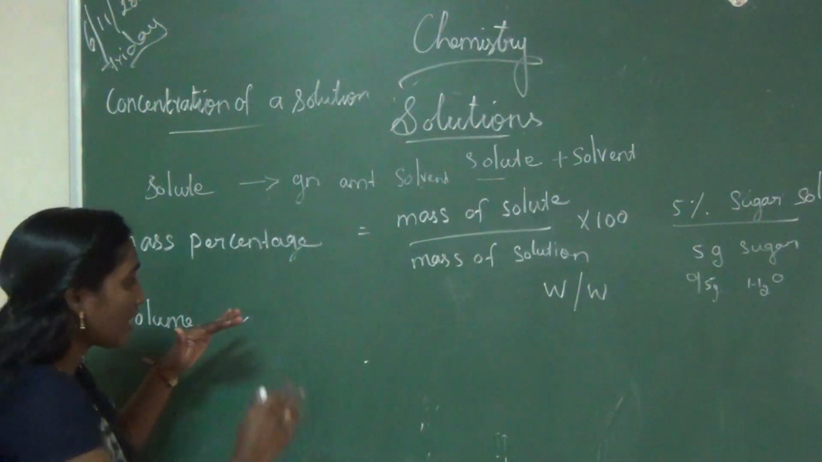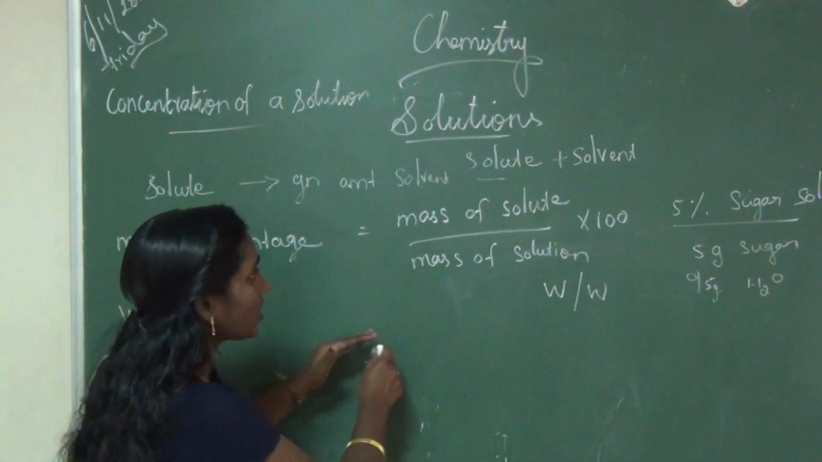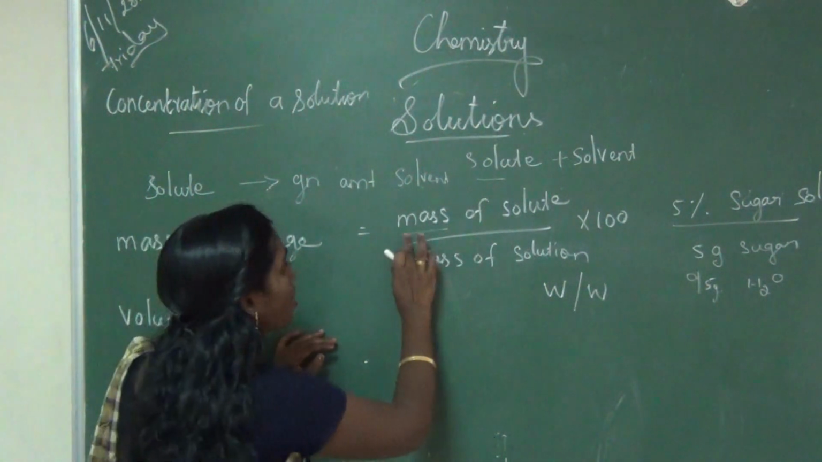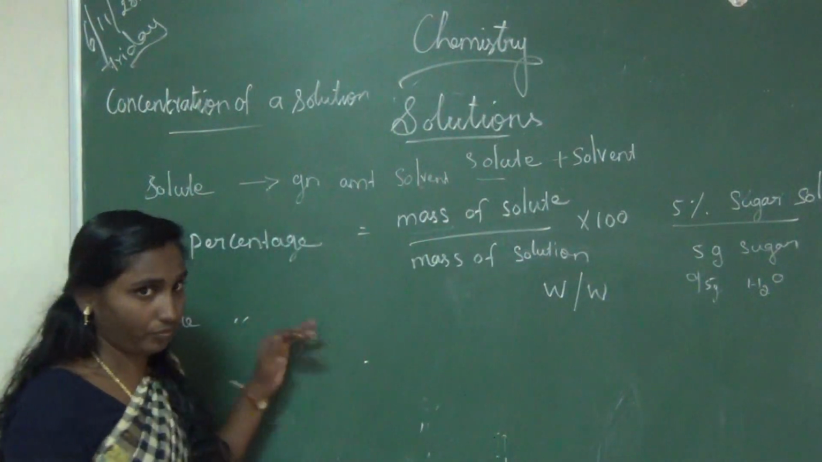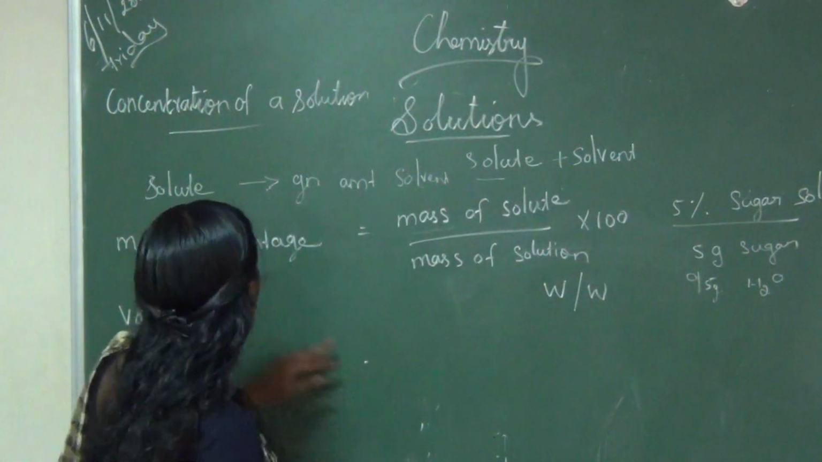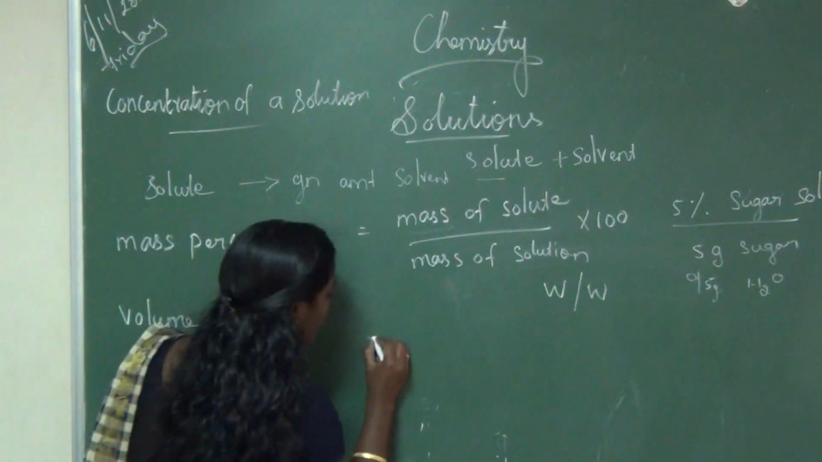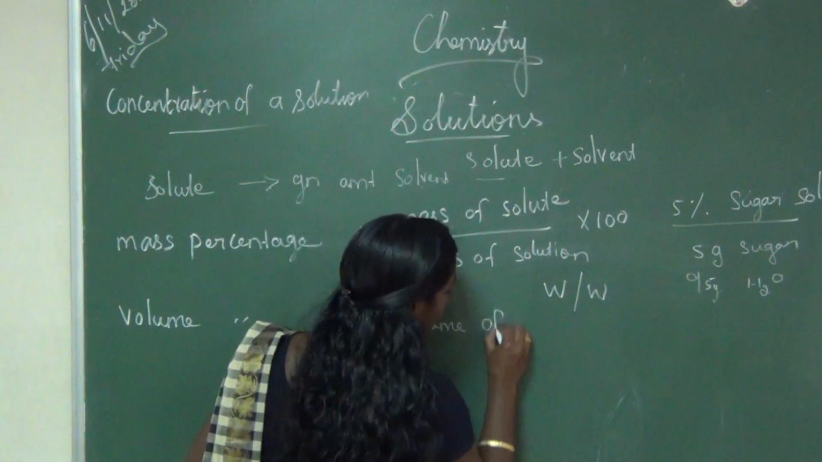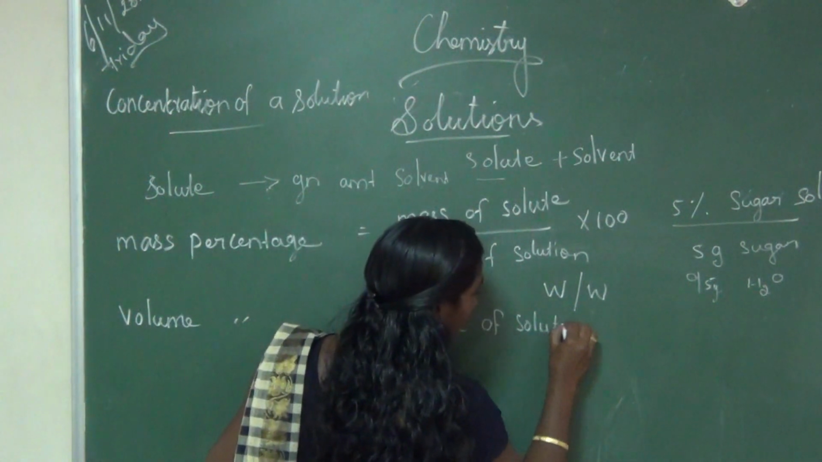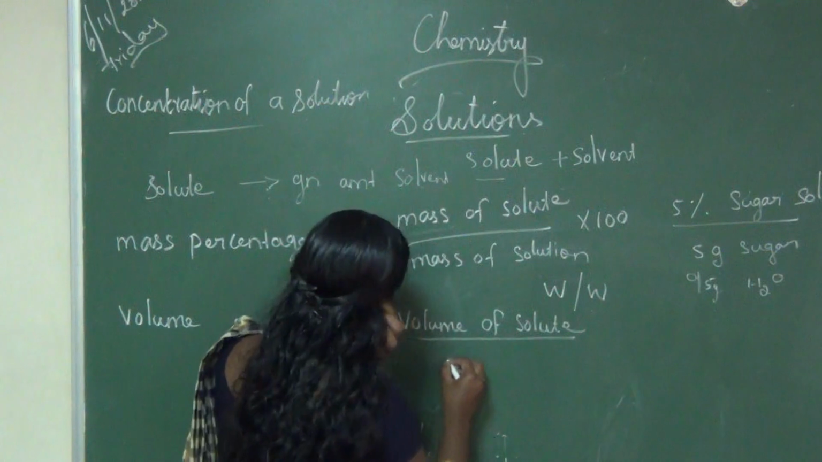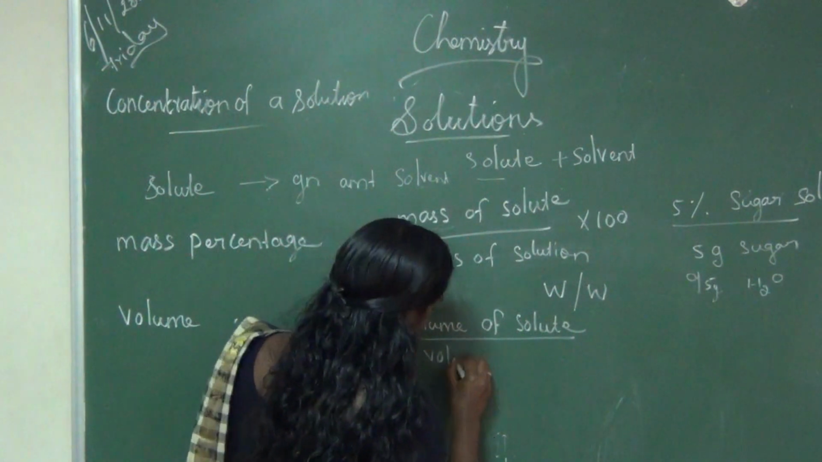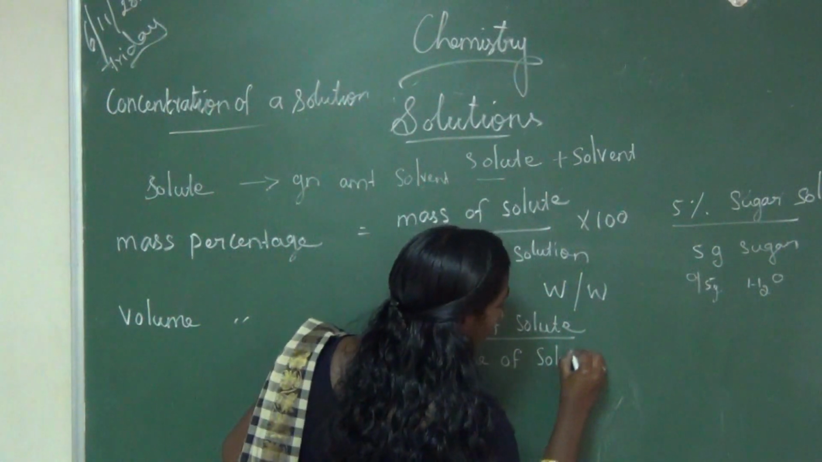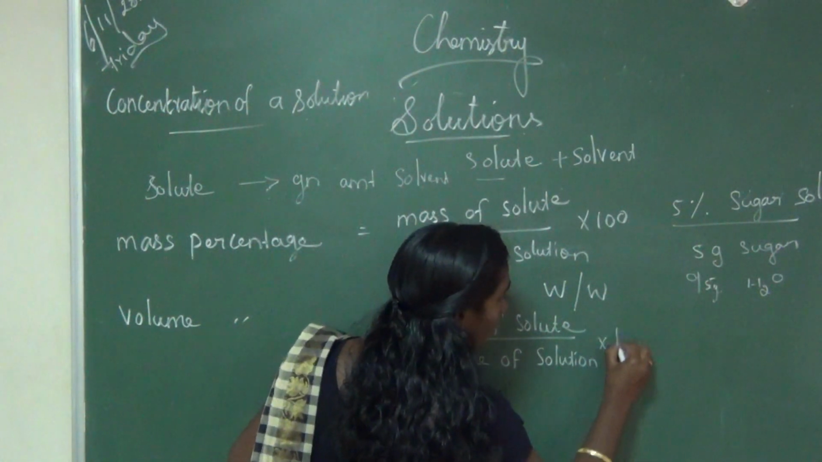Volume percentage is the same as mass percentage only. Instead of mass we are going to use the word volume. Mostly for liquid solutions we should take volume, right? So first we write the formula: volume percentage is equal to volume of solute divided by volume of solution into 100.